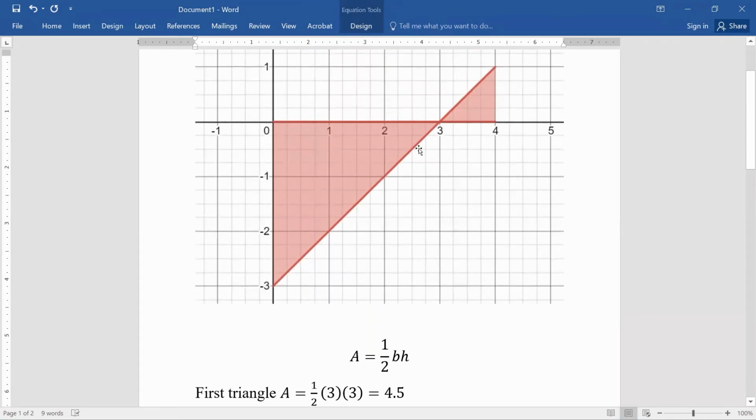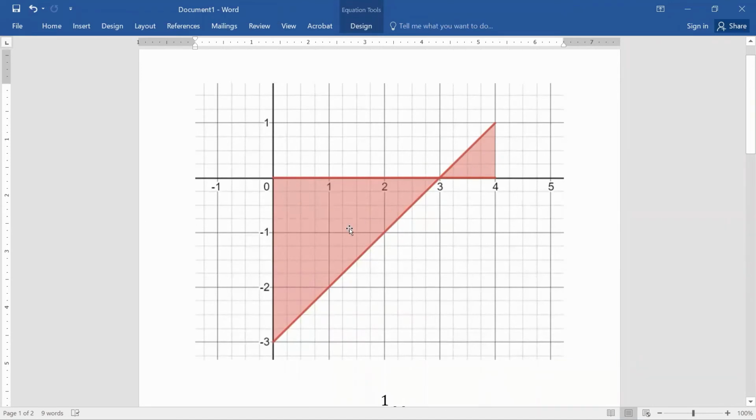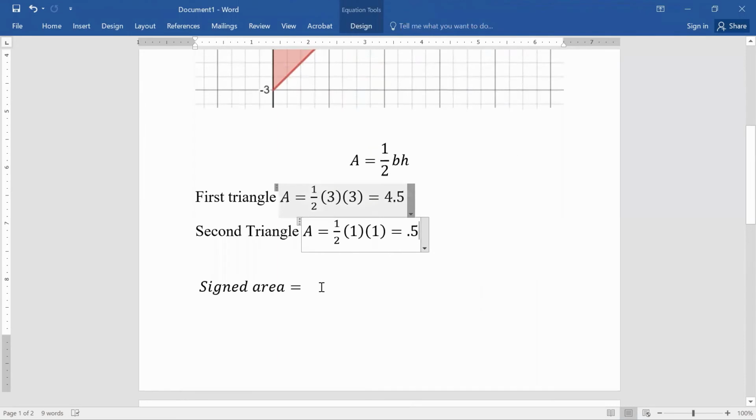Now remember, the signed area is these two triangles combined. The one below the x-axis will count as a negative, and the one above the x-axis will count as a positive. So in this case, if I want to find the signed area, I would take a -4.5 because that's the triangle below the x-axis, plus a positive 0.5. That's going to yield out a -4. So that's what the signed area does and looks like.